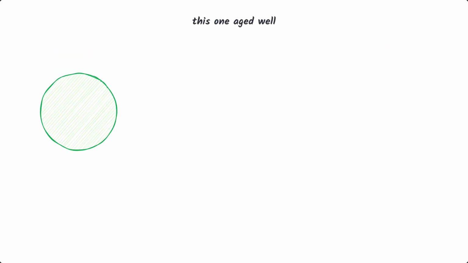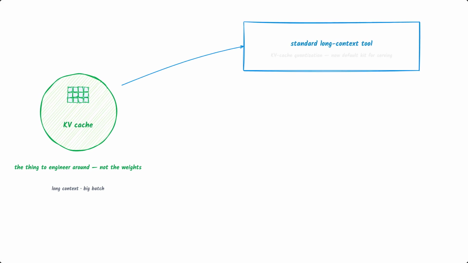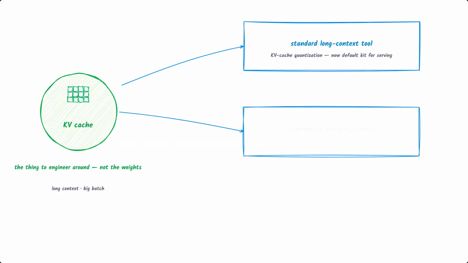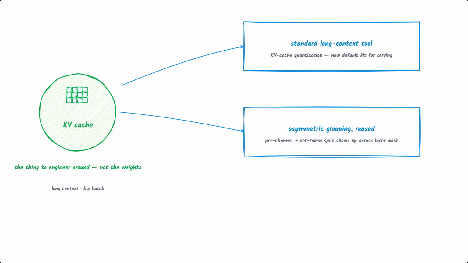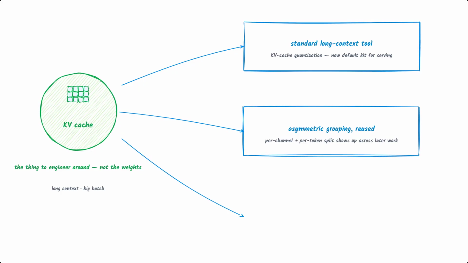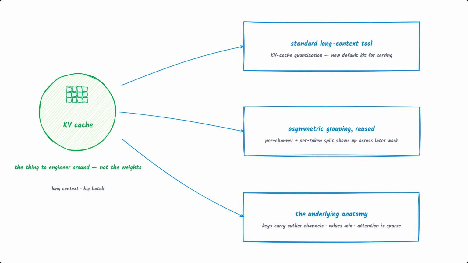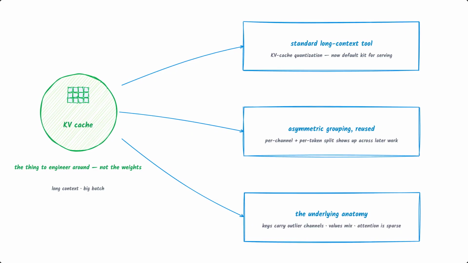Zoom out. KIVI is part of a broader realization that as context windows stretch to hundreds of thousands of tokens and serving scales to enormous batches, the KV cache, not the model weights, is the thing you increasingly have to engineer around. Its core lesson has stuck. The key and value caches are structurally different objects and deserve different treatment. Keys have outlier channels, values are mixers, and the sparsity of attention is something you can actively exploit. KIVI cache quantization is now a standard tool in the long context serving toolbox, and the asymmetric per-channel, per-token idea shows up well beyond just this one paper.